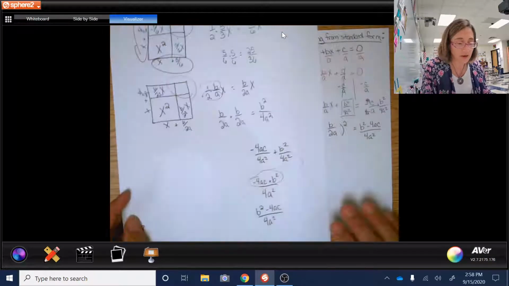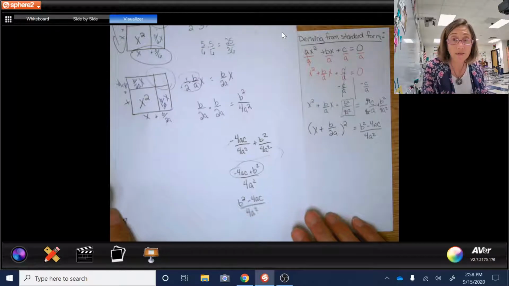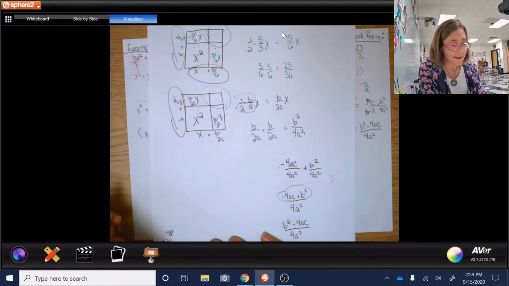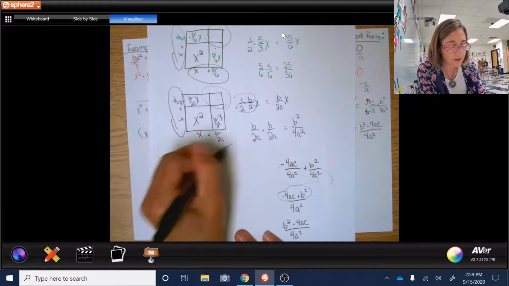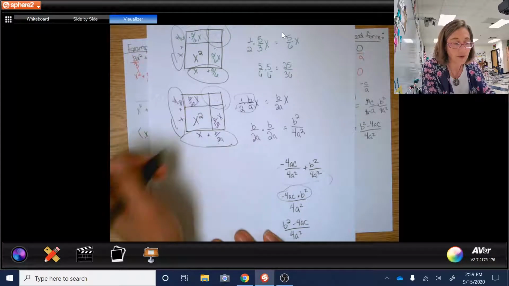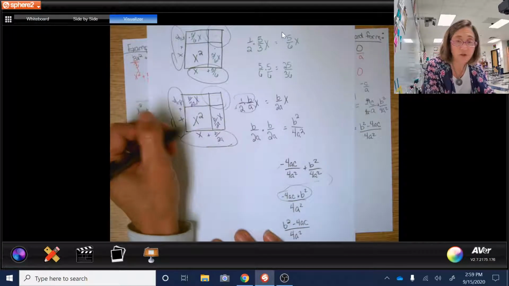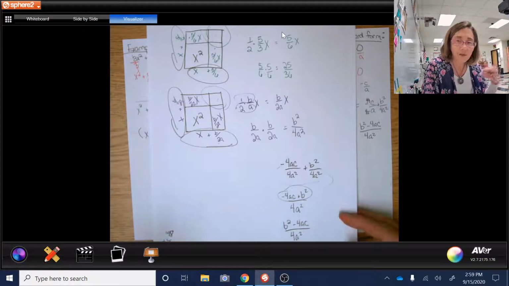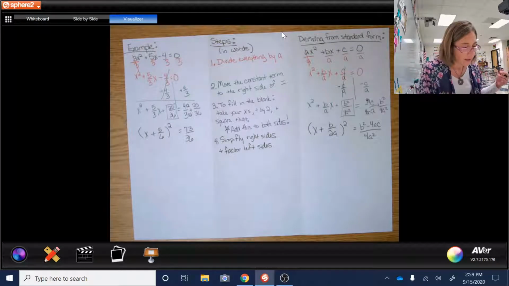Let me show you the picture here. Let's see, where's that? Here it is. Here's the length, x plus b over 2a, and here's the width, x plus b over 2a. So I can say it's x plus b over 2a quantity squared because I'm using that on the length and the width. So there's that.